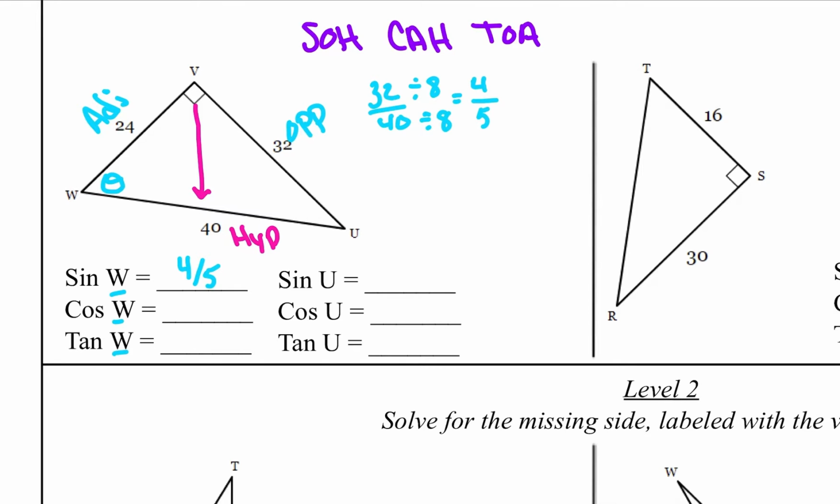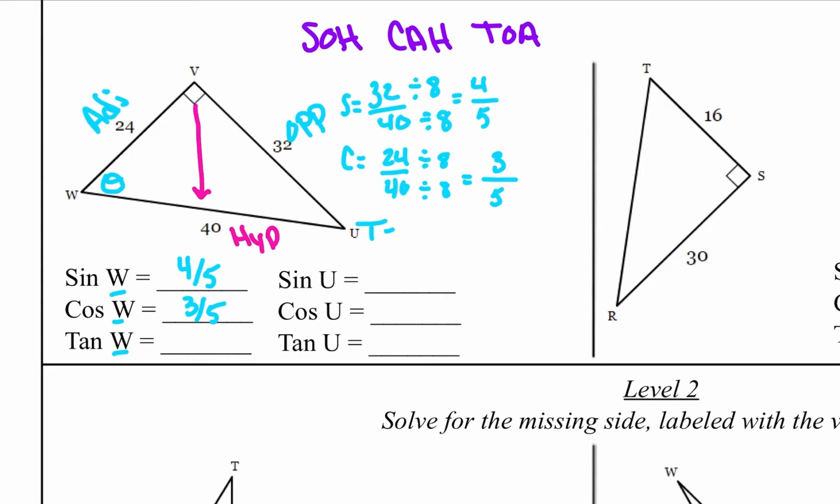All right, for the cosine, I'll put an S here. We know that cosine is the adjacent over the hypotenuse. So we're going to put the adjacent side, which is 24, over the hypotenuse, which is still 40. And again, both of these are still divisible by 8. 24 divided by 8 is 3, 40 divided by 8 is 5. So the cosine is going to be 3/5.